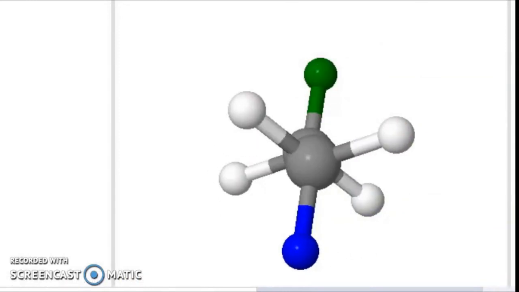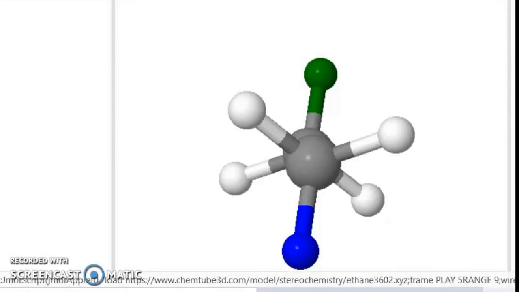Now here is another. What has happened? The dihedral angle between the green and the blue is 180 degrees. So this is the staggered conformation. When the dihedral angle between the two substituents in reference, or the two planes in reference, is 180 degrees, then we call it a staggered conformation.